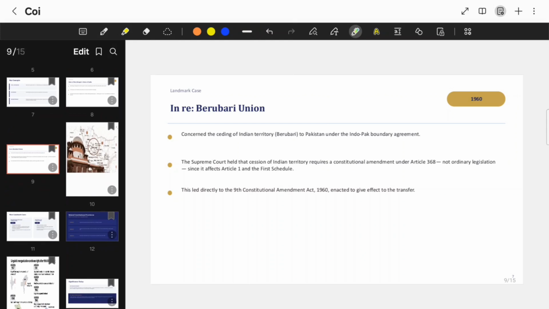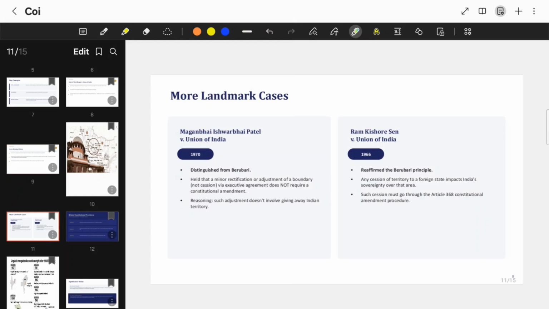So here's a symmetry. Acquiring territory is easy and needs an ordinary law; ceding territory is hard. It needs a full constitutional amendment act. Other landmark cases about this article are Maganbhai Ishwarbhai Patel versus Union of India and Ramkishore Sen versus Union of India. In Maganbhai Ishwarbhai Patel versus Union of India, 1970, the case draws the line more precisely.